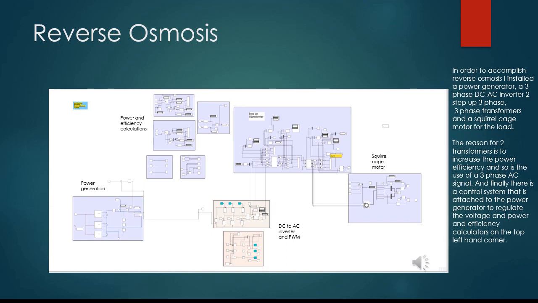I used a 3-phase signal because this increases the power efficiency, and so does using 2 series transformers. And finally, I regulated the voltage output of the power generation by using a control system, and I regulate the speed of the motor by using another control system. And on the top left hand corner, you will find power and efficiency calculators for each part.